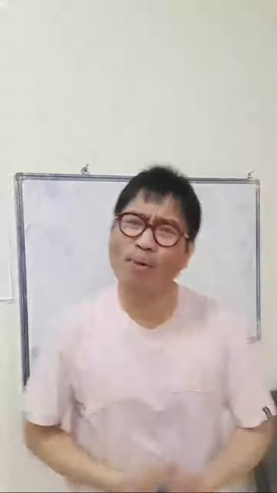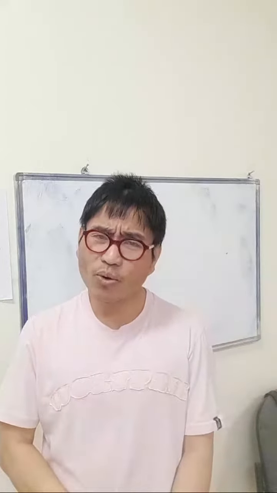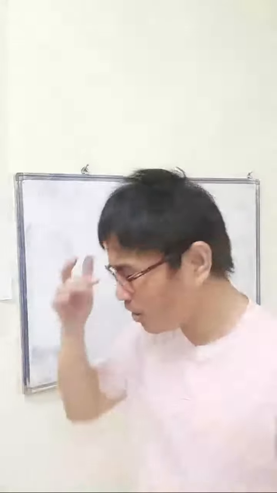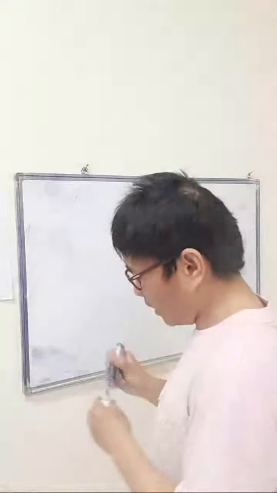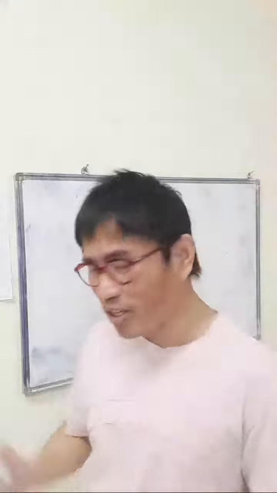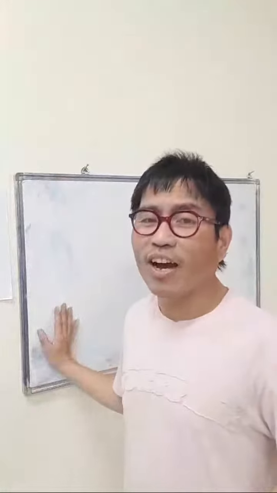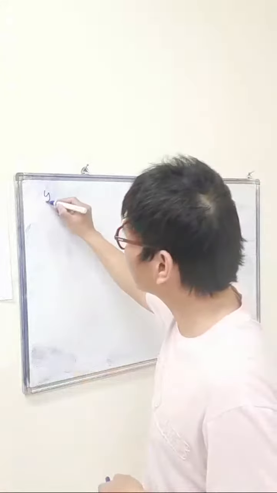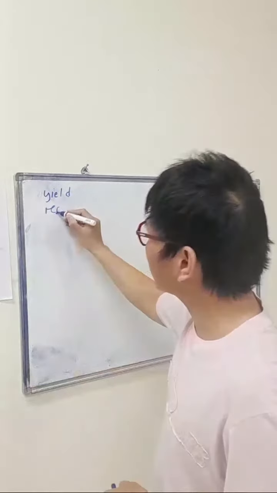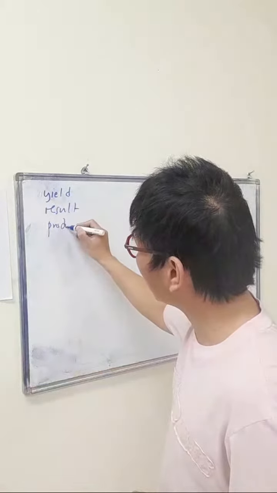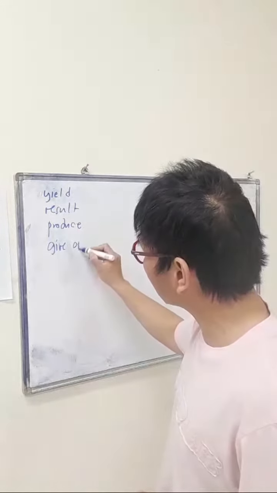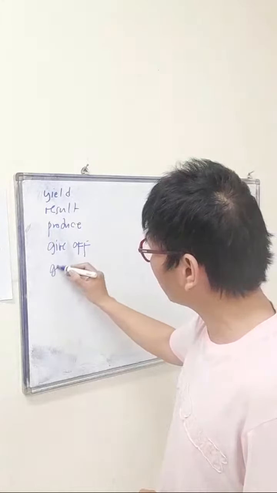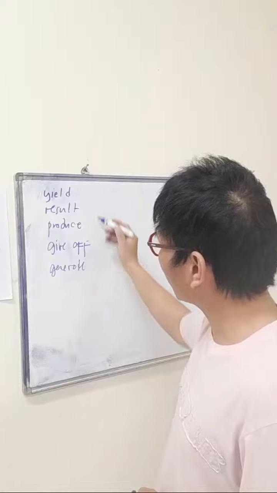Okay, we will go to the easier one, or shall we say we go to the more products? It's still the same, guys. So, for example, if I have a product, A will yield. Yield, in English vocabulary: result, produce, give off, generate. So, there are 5 terms.